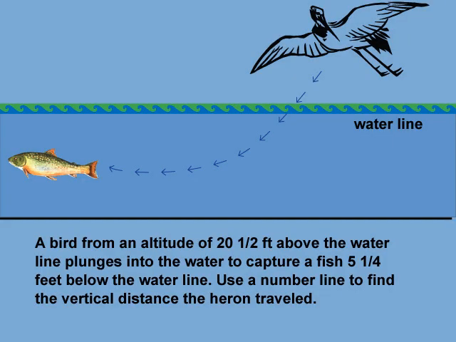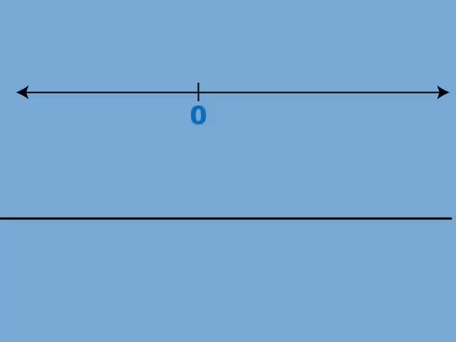A bird from an altitude of 20½ feet above the waterline plunges into the water to capture a fish 5¼ feet below the waterline. Use a number line to find the vertical distance the heron traveled. Let's create a simple number line with only 0 marked. To graph the 2 points, let's convert the fractions to decimals. 20½ becomes 20.5, and negative 5¼ becomes negative 5.25. Here is the graph of the 2 points.